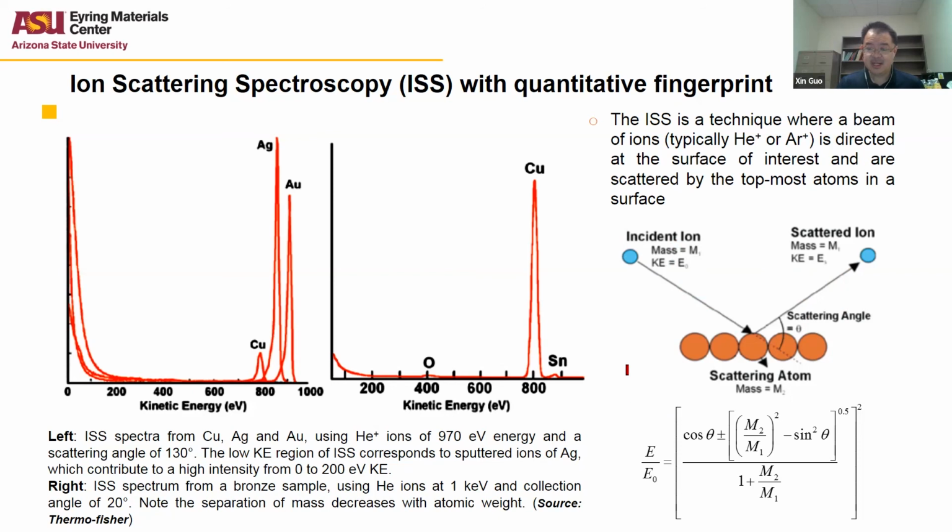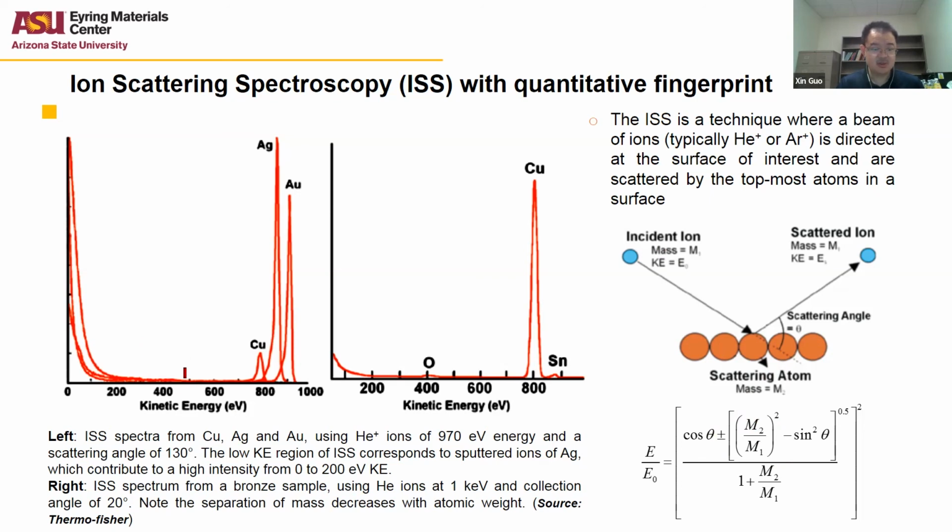And based on the conservation law of energy and momentum, we can get the ratio between the kinetic energy of the scattered ion and the kinetic energy of the original ion. That's related to the scattering angle and the mass ratio between the scattering atom and the incident ion. So with ISS, we can distinguish the different elements that exist on the sample surface.